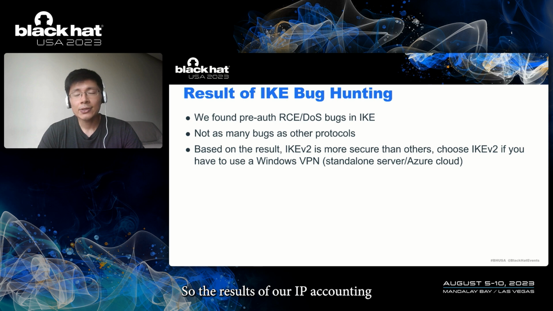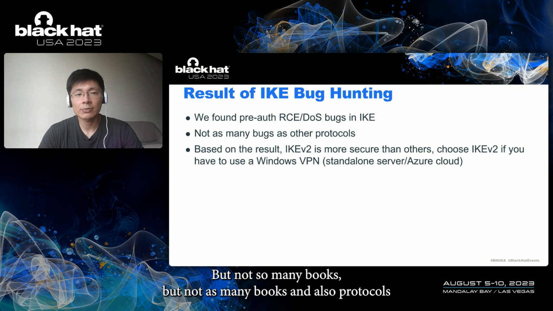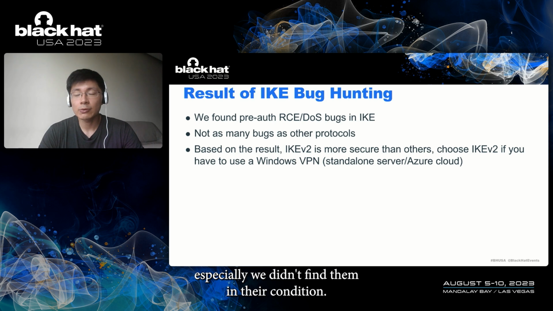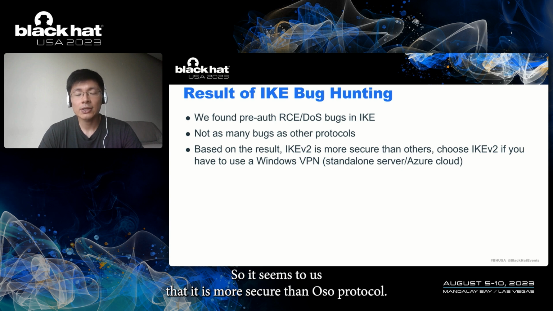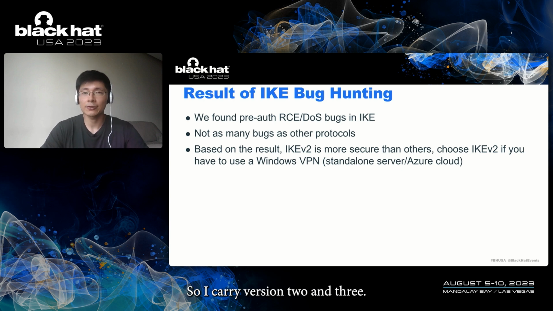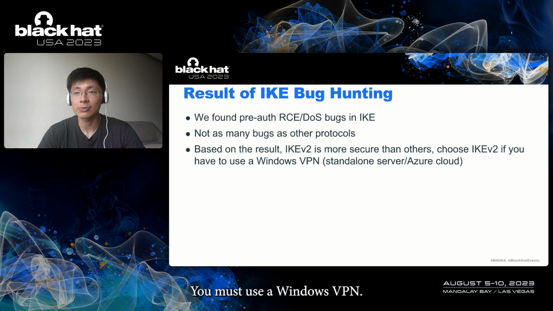So the results of our IKE bug hunting: we found pre-auth RCE and denial of service bugs in the IKE protocol, but not as many bugs as in other protocols. Especially, we didn't find many race condition bugs like in other protocols. So it seems to us that IKE is more secure than other protocols, so choose IKE version 2 if you must use a Windows VPN.